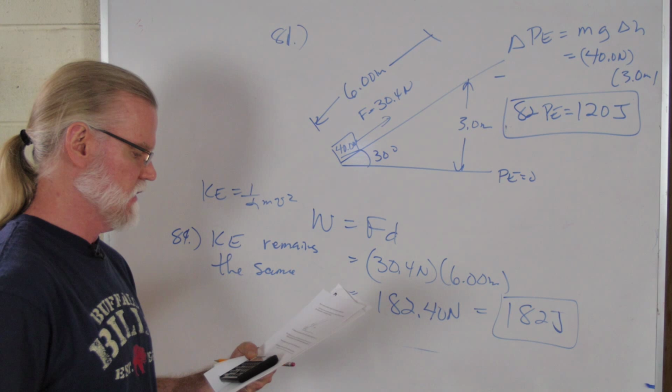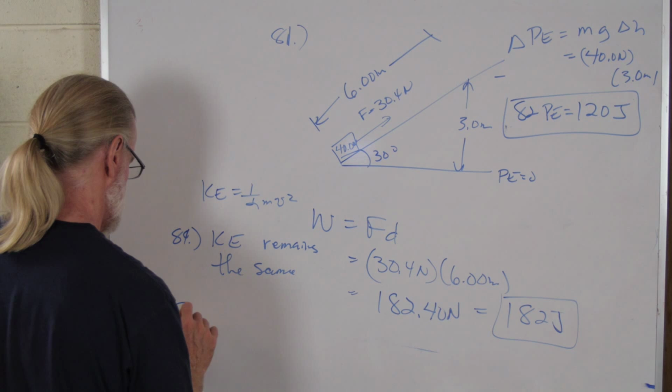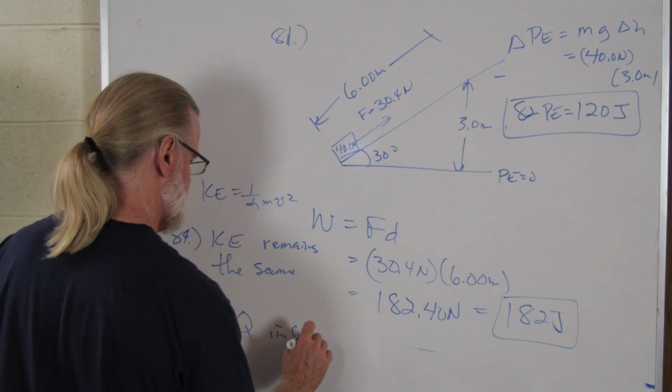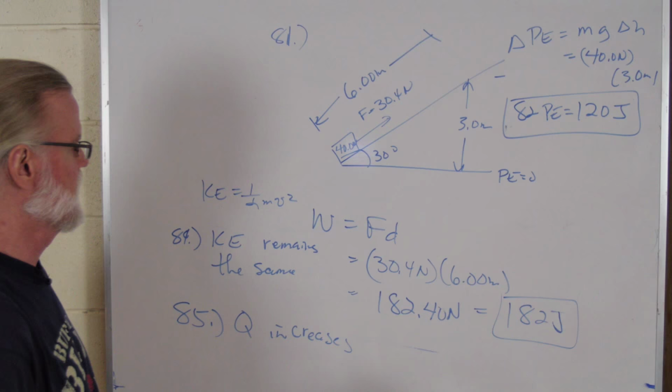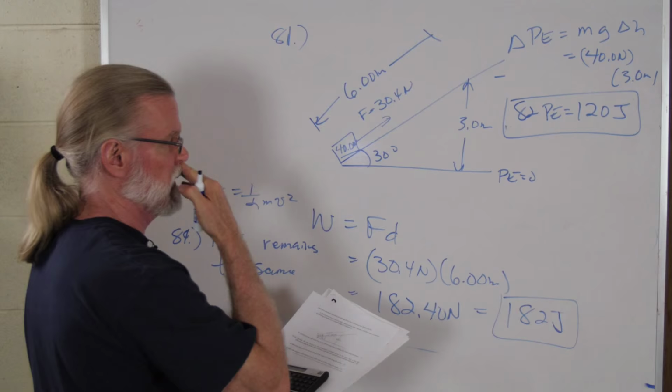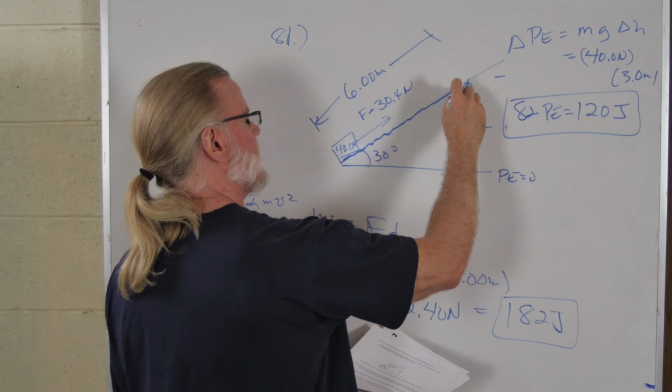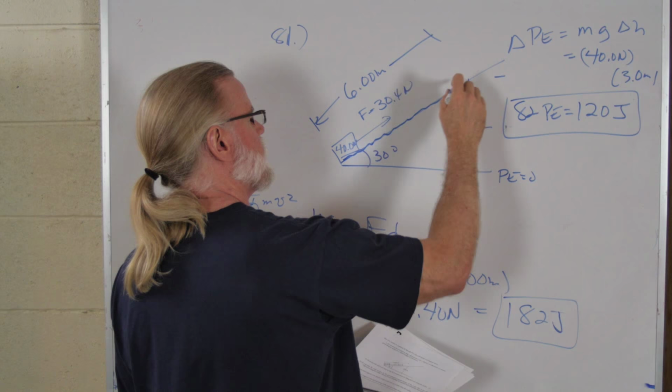What happens to the internal energy of the crate as it slides along? Internal energy increases. Remember, internal energy is Q. Q increases as you go up, and indeed, when it gets to the top, 62 joules of internal energy has heated up. Anyways, the ramp heats up, and so does the crate. It doesn't really heat up, it increases its thermal energy.